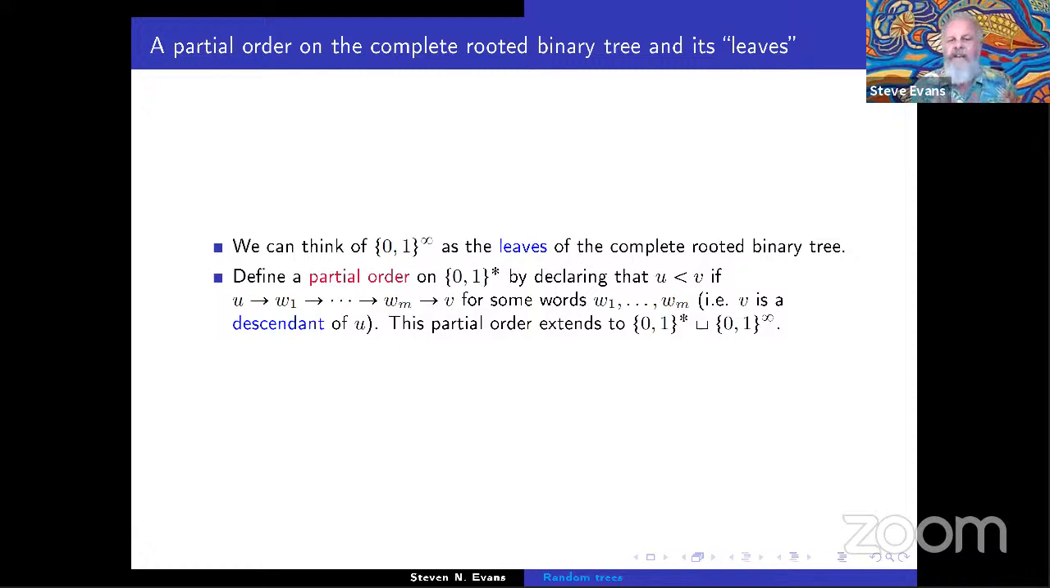And then the set of infinite words in the letters 0, 1, which of course aren't in the complete rooted binary tree, we can imagine as being like the leaves of the complete rooted binary tree. And we can define a partial order on the complete binary tree by declaring that U is less than V if we can find a directed path from U to V.